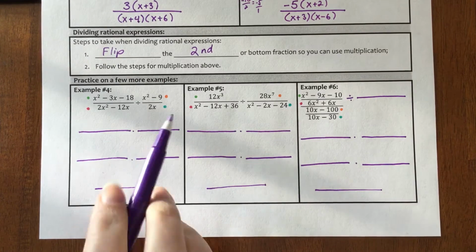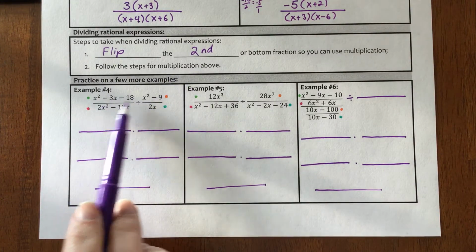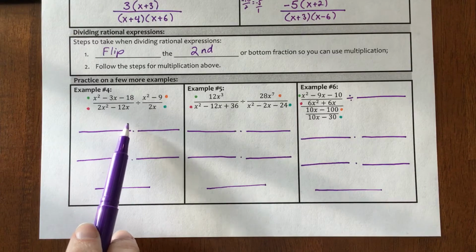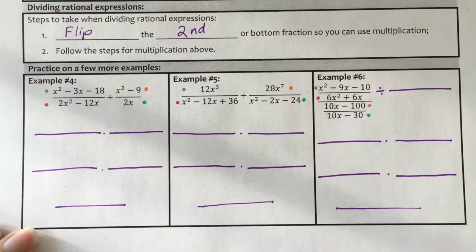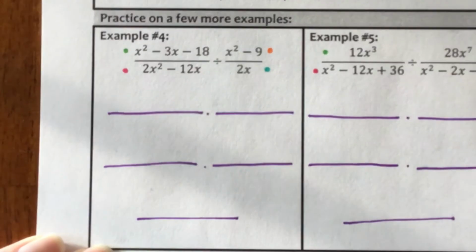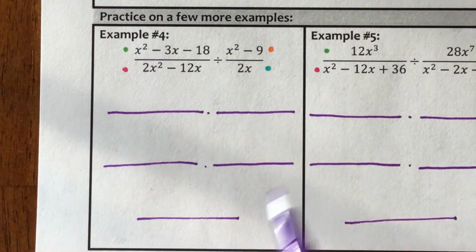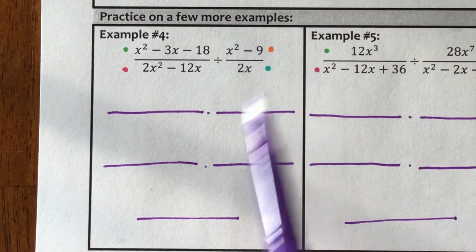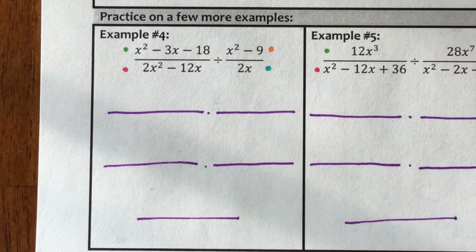Okay. After you flip that second fraction, you follow all of those multiplication steps. So you factor the top and the bottom of both fractions, and then you do your crossouts. So let's take a look at example 4. I already have my fraction bars written, and as we flip that second fraction, the division changes to multiplication immediately.